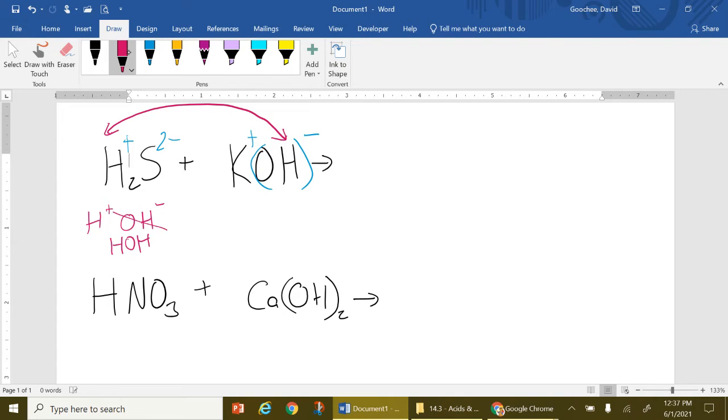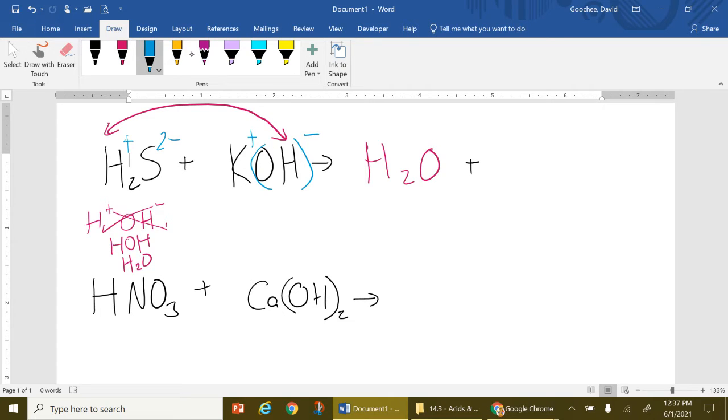All right, remember the crisscross method. You got 1 and 1. Also, you could just write that as H2O. Remember, in these neutralization reactions, one of the products is always H2O. Okay, the tricky one is, what is the other thing that you make?